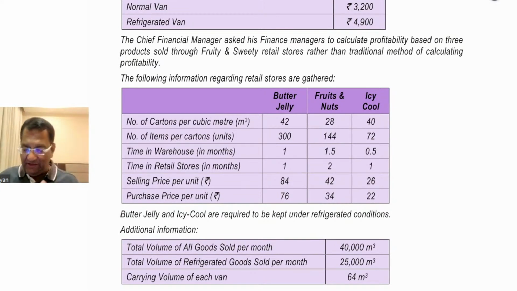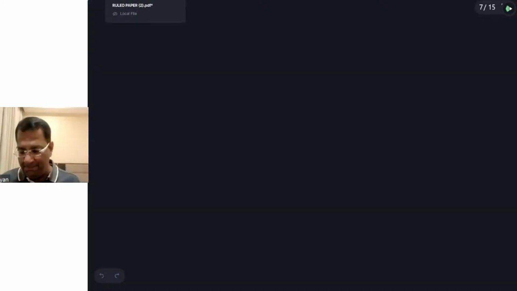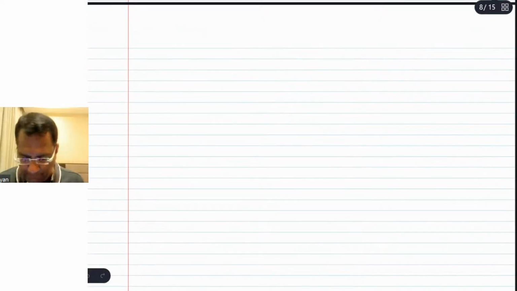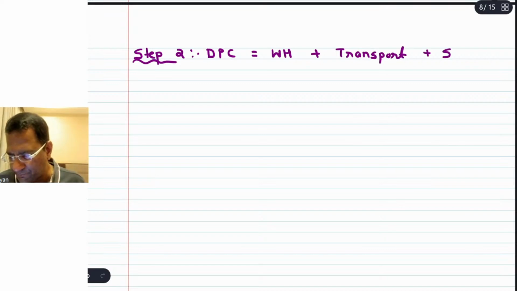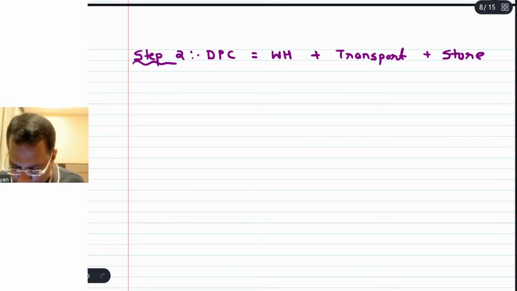Okay. Now the second step is very, very important. That is the direct product cost on per unit basis. So please understand very, very carefully, beta. This is very important. Step number 1 can be easily found out. Now step number 2, DPC is the total of 3 costs: warehouse cost plus transport cost plus store cost. And most importantly, direct product cost per unit.